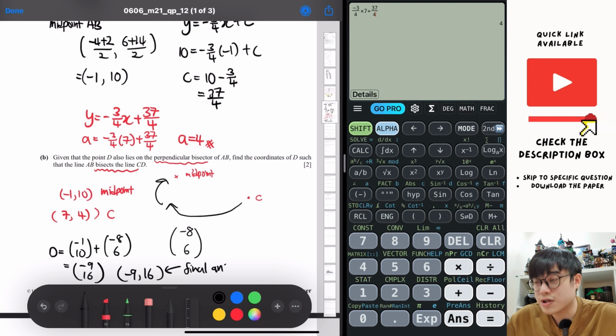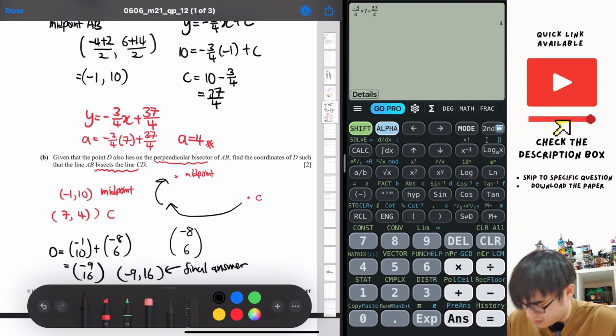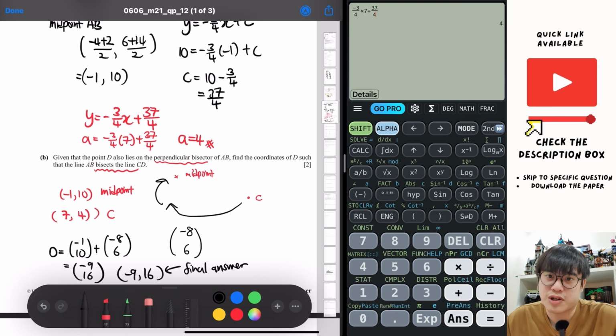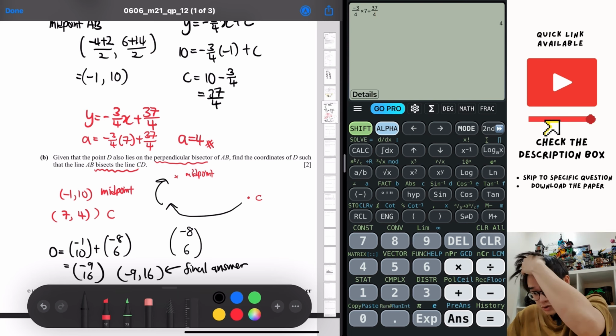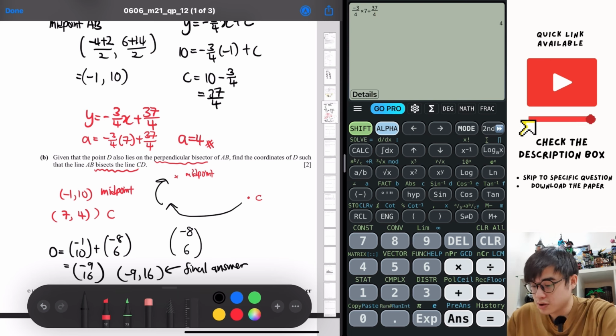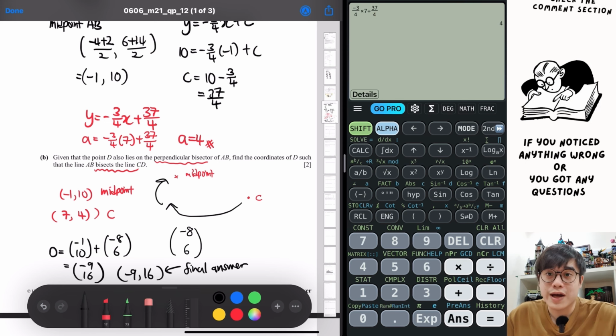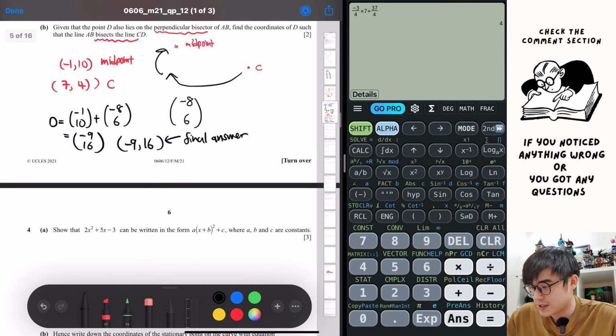Okay, it's actually kind of tricky because of the way they phrase the question. So if you notice that they mention the word bisect twice, then very likely they want you to use it as a core information here. So with this, you should be able to continue in solving the question. So moving on, we have question 4 next.